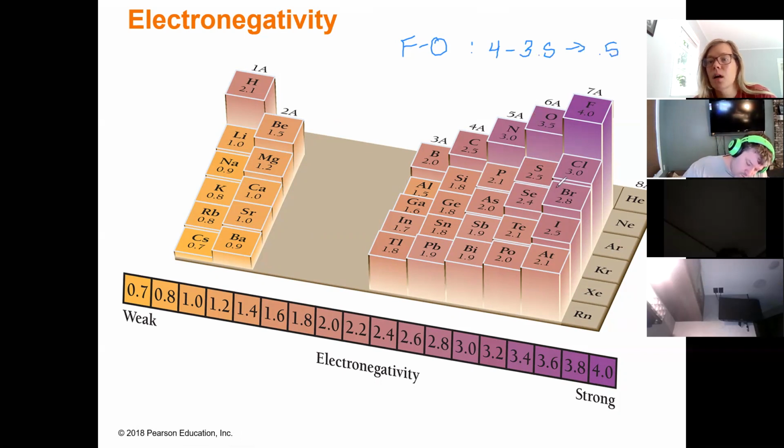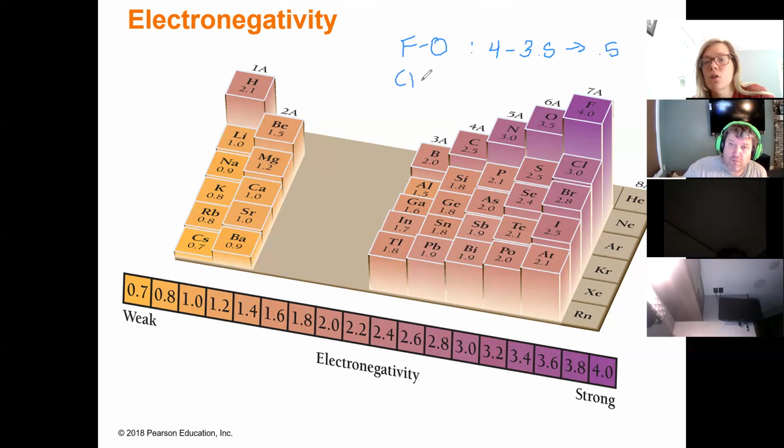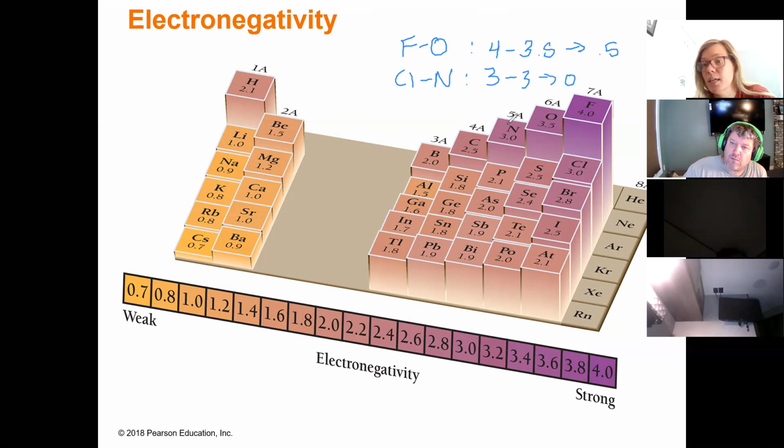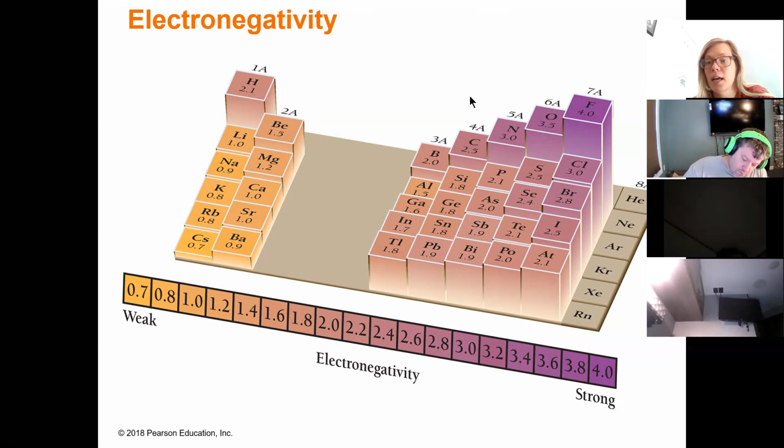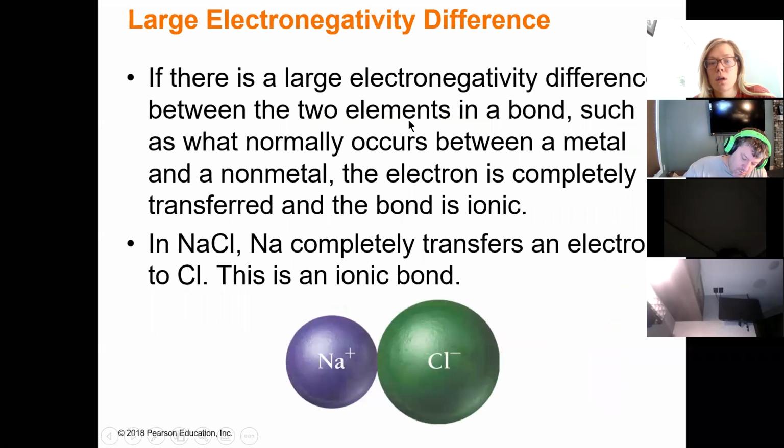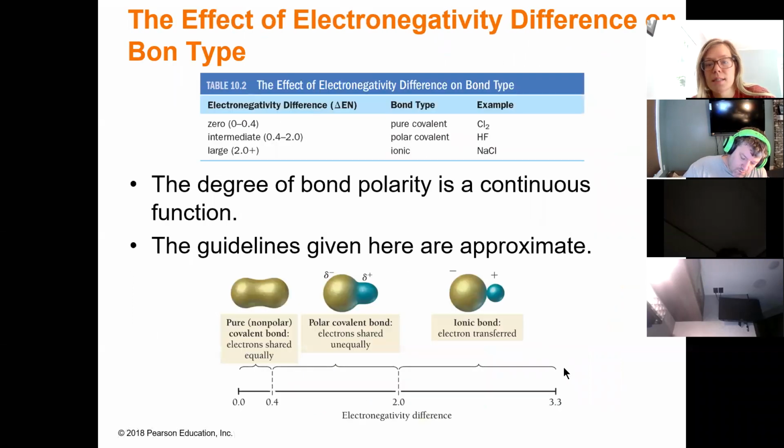What if we were combining chlorine and nitrogen? I don't expect you to have electronegativity numbers memorized. So let's say we were combining chlorine and nitrogen. Chlorine has a value of 3. Nitrogen also has a value of 3, so their difference is actually 0. They share the electrons pretty equally. And there's a chart where you get the value where you can cut this off. So I'm going to move forward to this slide.